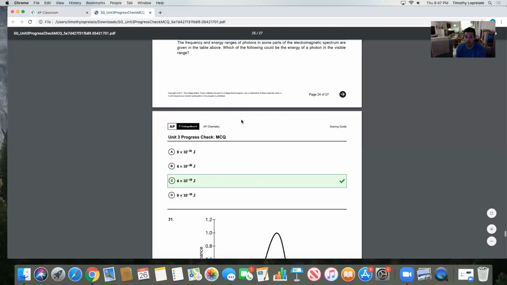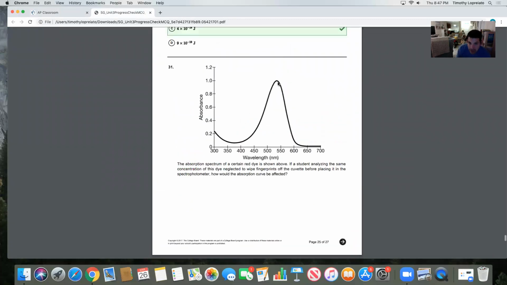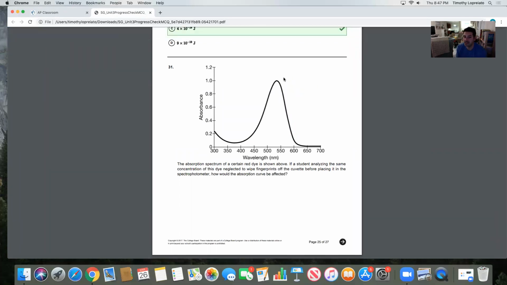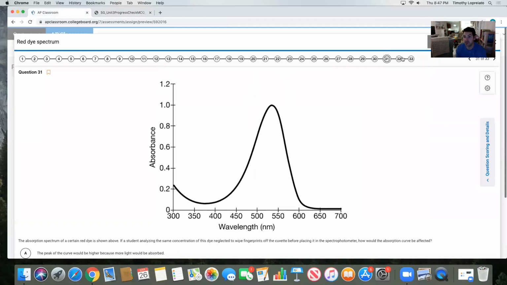Let's see what they say. Ooh, choice A. Wahoo! All right, the peak is getting higher. It's not changing the fact that the certain dye absorbs at the same wavelength, but because of that smudge, it scatters some of the light. So not as much light as should have reaches the detector. So we think we had more being absorbed than actually was being absorbed. All right, so that's what was happening in question 31.